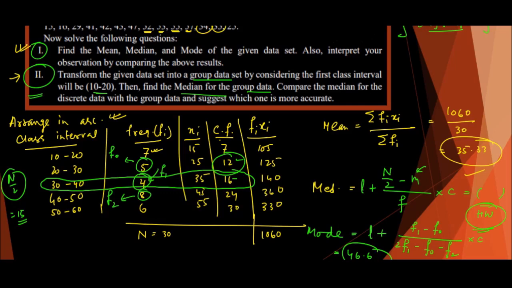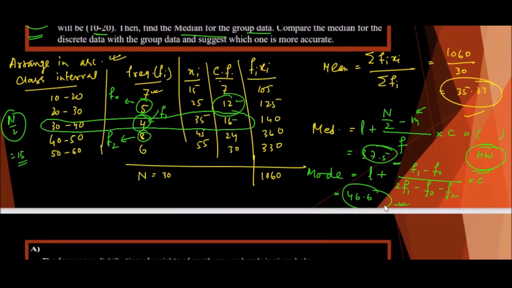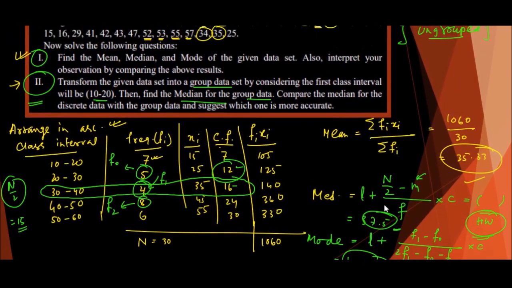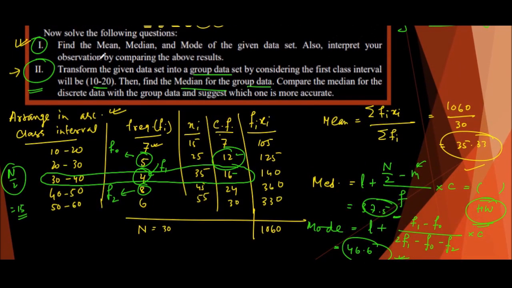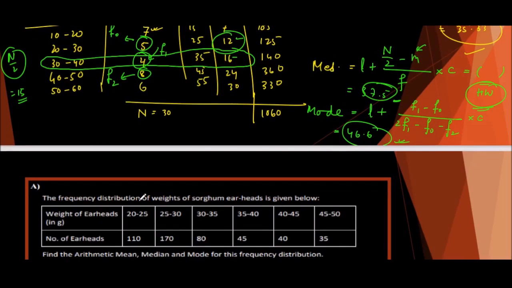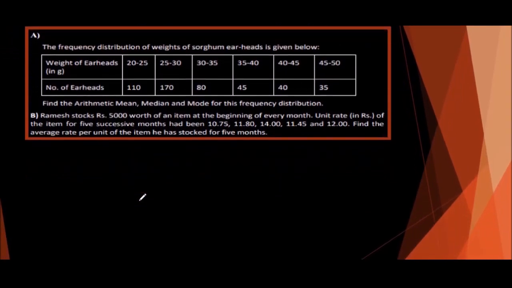46.6 as your mode. And for the median, it is more or less 37.5. So you can calculate this and verify your answer. You should complete this question, and once you have this data, side by side you can write one side from the ungrouped, that is the individual discrete case, and on the other side the values obtained from this, and after that you can verify which one is more accurate. So this is from that question.